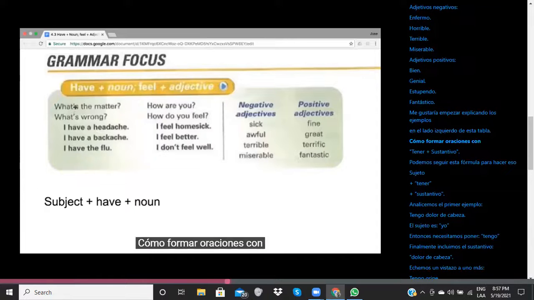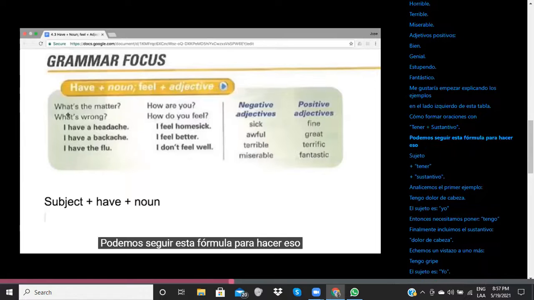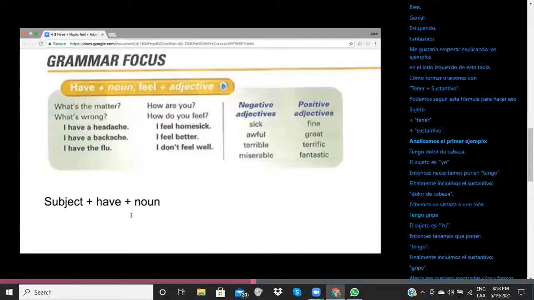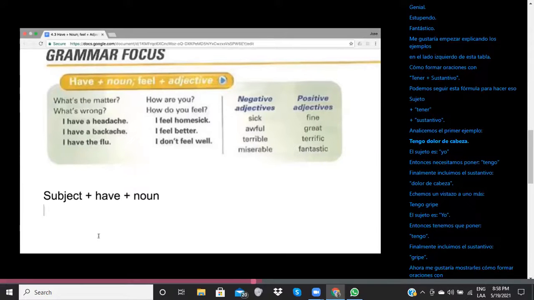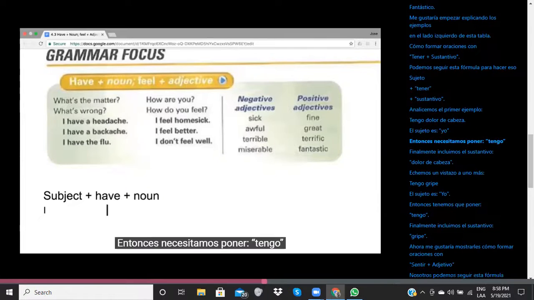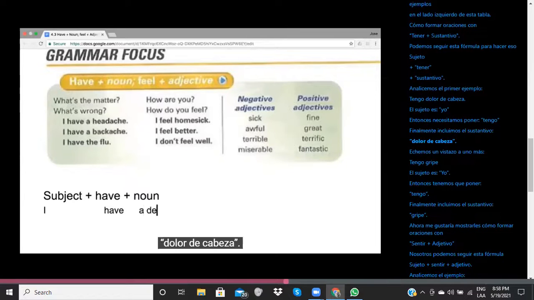I would like to start by explaining the examples on the left-hand side of this chart: how to form statements with have plus noun. We can follow this formula: subject plus have plus noun. Let's analyze the first example. I have a headache. The subject is I. Then we need to put have. Finally, we include a noun, a headache.